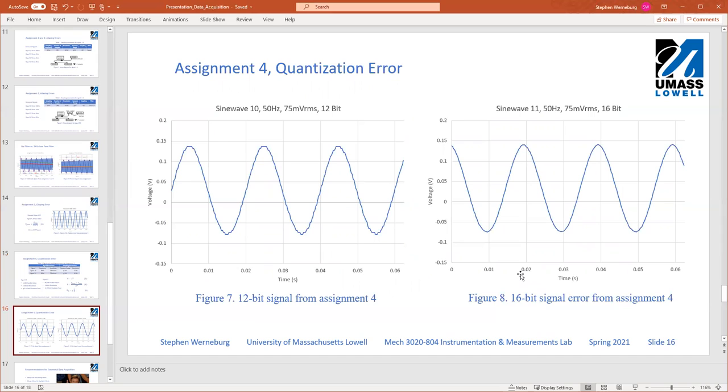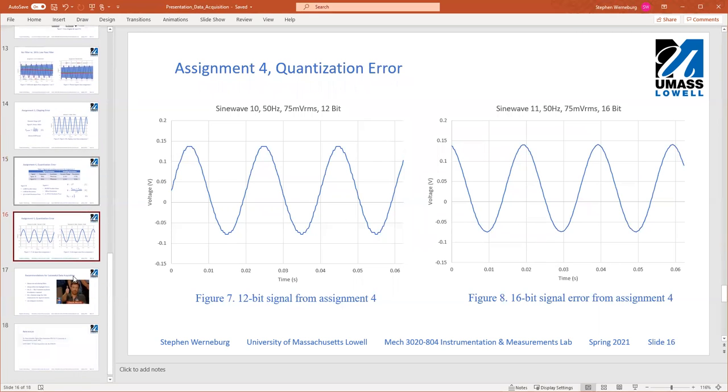On the left in figure 7, we can see the 12-bit resolution signal looks very blocky, and on the right in figure 8, the 16-bit resolution looks almost perfectly smooth. But it's important to notice that figure 8 is not perfectly smooth. It still has quantization error, but it's minimized so much because we're using a finer resolution that it's not putting a great impact on our data. So our data is pretty much fine, even though there is still some quantization error, because you're never able to completely get rid of quantization error.